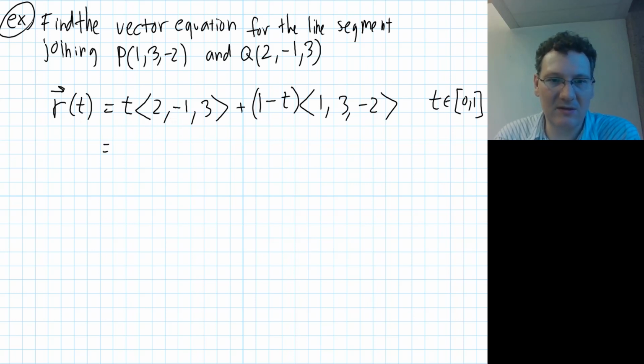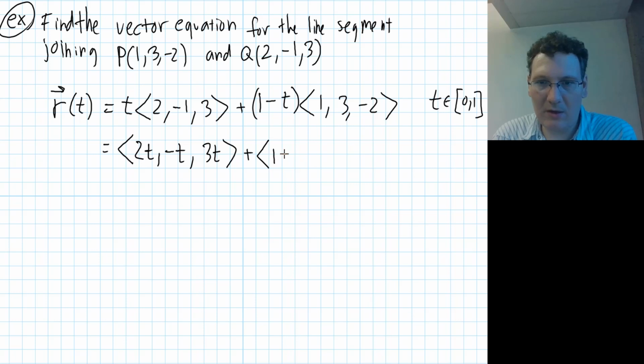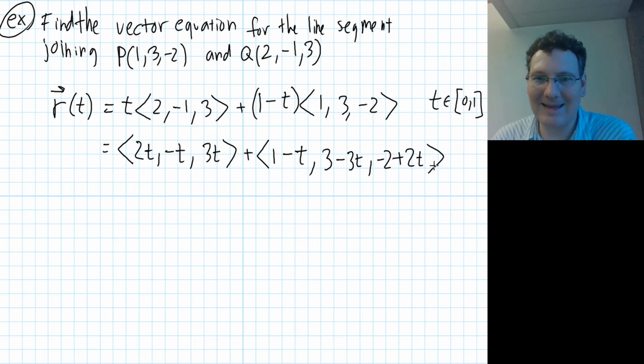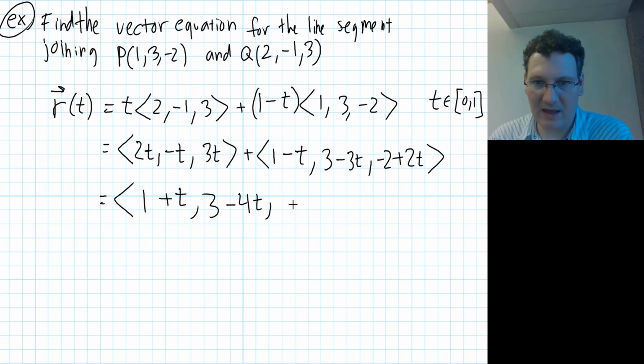Let's just expand this out and see what this is. We have 2t, negative t, and 3t for the first vector, plus 1 minus t. Then we're going to have 3 minus 3t, and minus 2 plus 2t, just being careful about the negative 2. Now adding these two things together, for the first component we're going to have 1 plus t. For the second component we're going to have 3 minus 4t. And for the next one we've got minus 2 plus 5t.